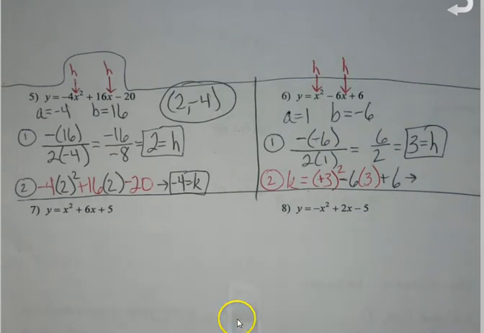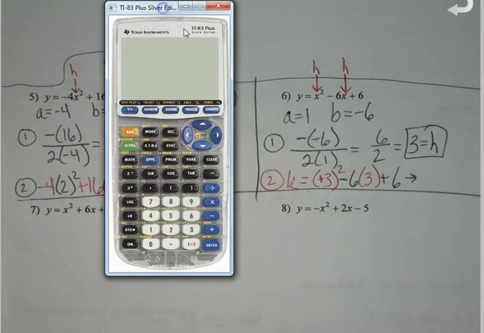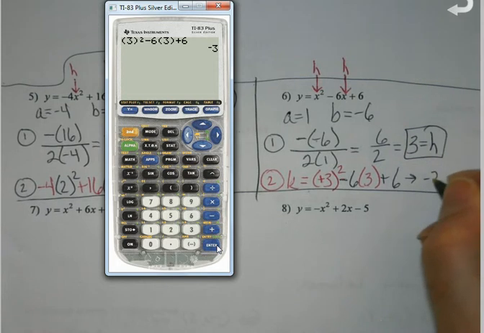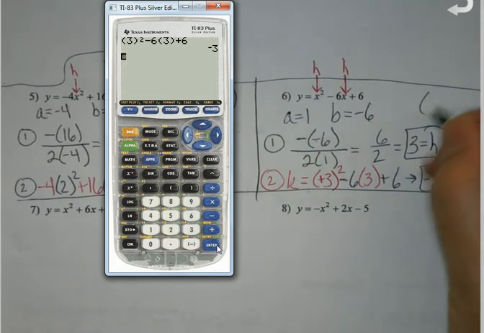Give it one more run through the old calc here. Get that last value. So I've got 3 squared minus 6 times 3 plus 6. Looks like a -3 for my k. It should be 3, -3.